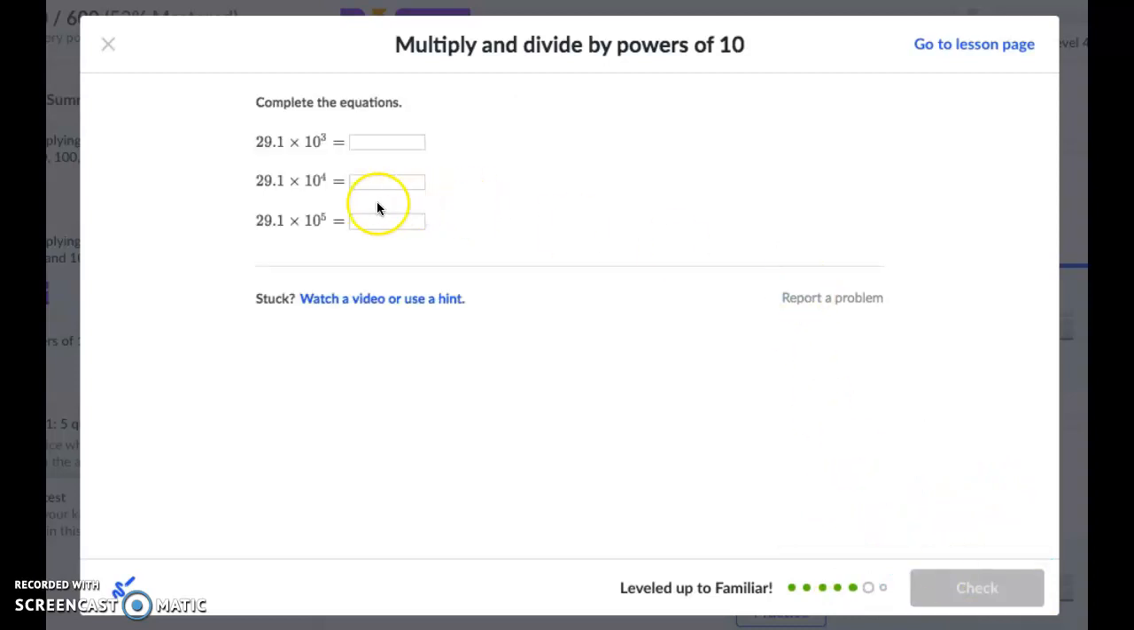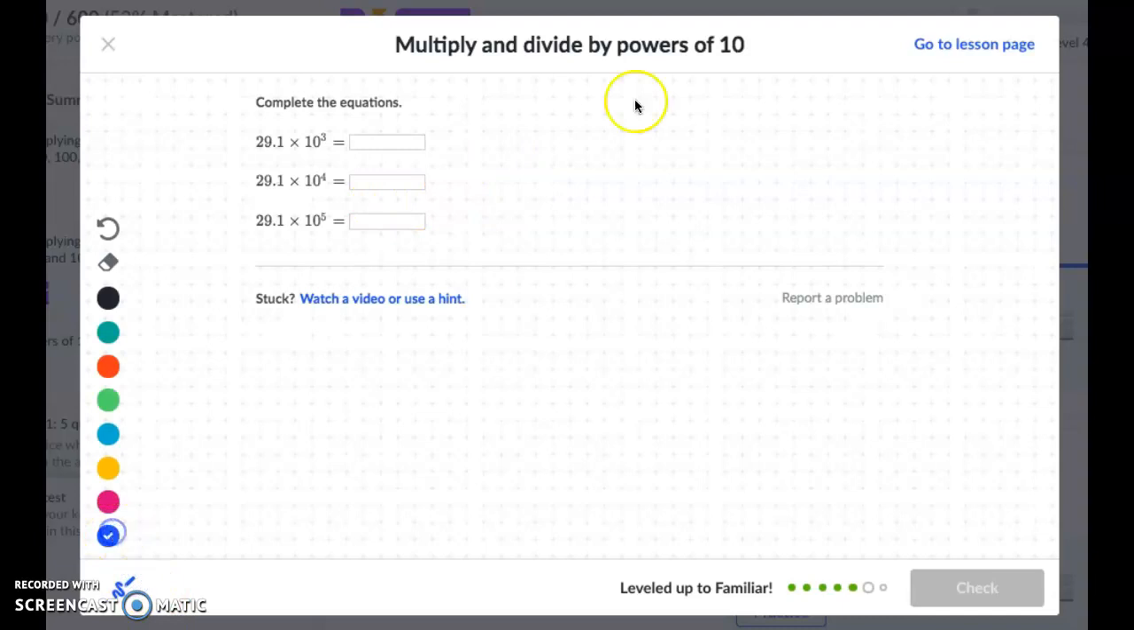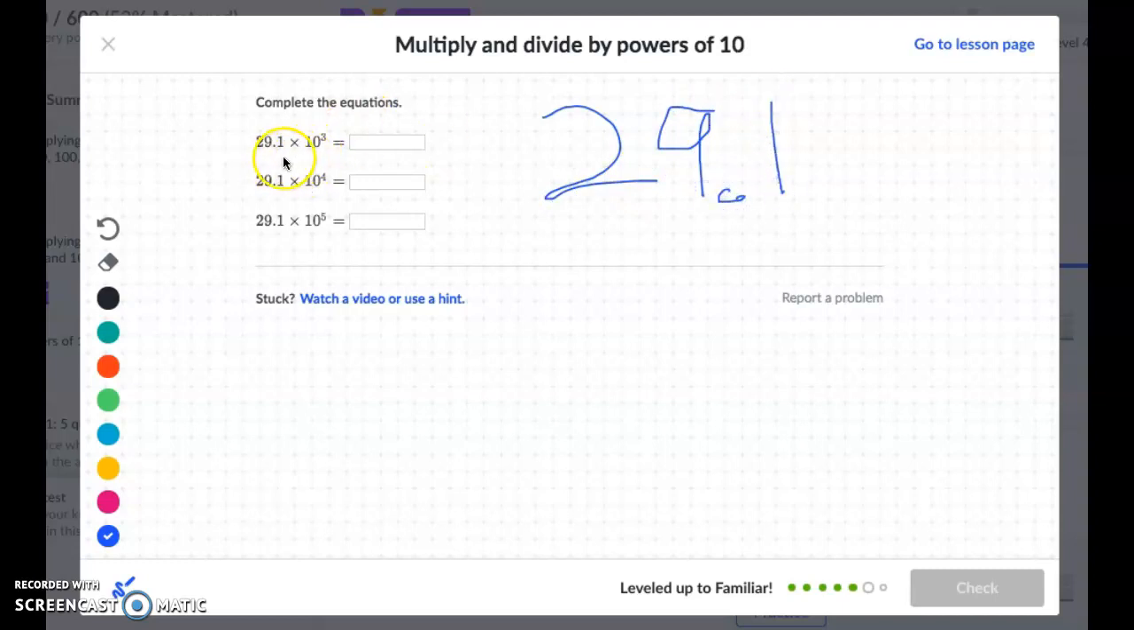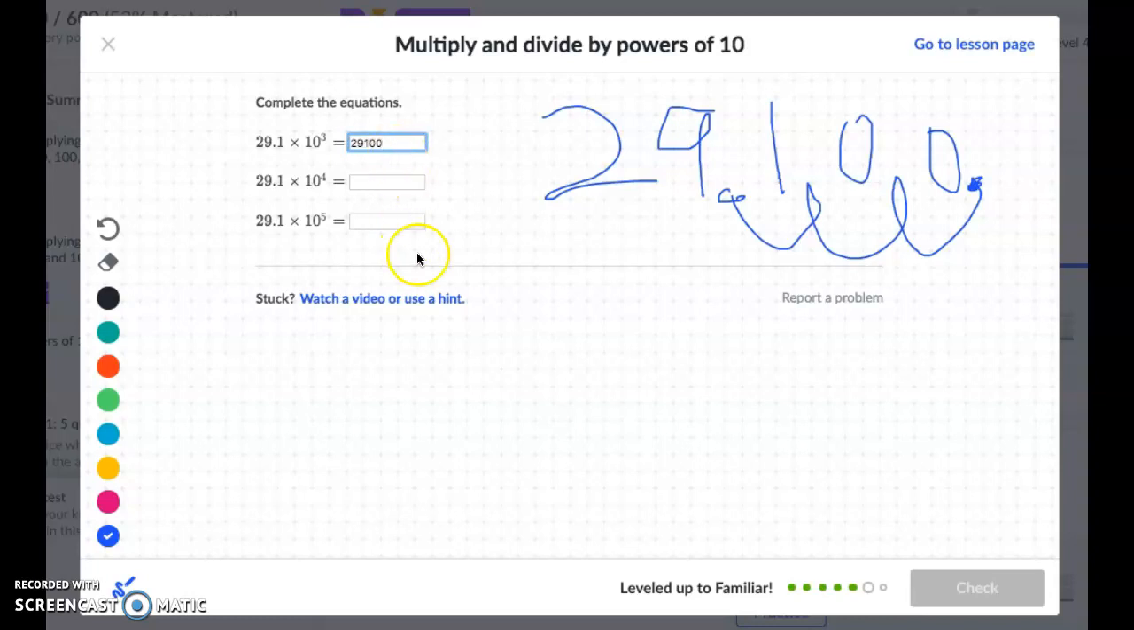Complete the equations. So again, it just helps me to write it out a little bit so that I can see it. 29.1. And if I'm going to move that decimal, multiplying it, I'm moving it 3 over to the right. So 1, 2, 3. So there's where my decimal is going to be, but then I have to fill these gaps with zeros. So my new number is going to be 29.100, and you don't have to include that decimal.